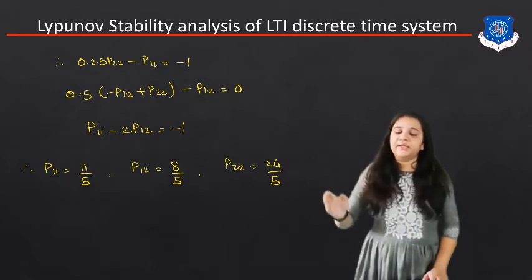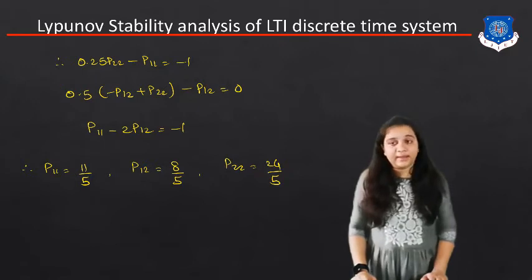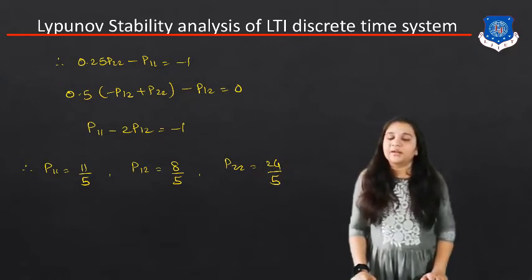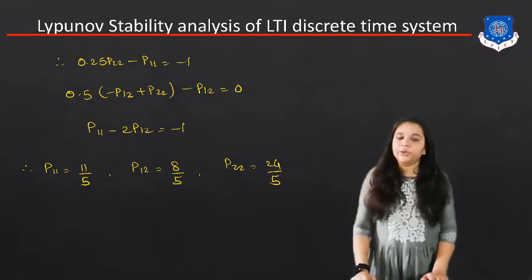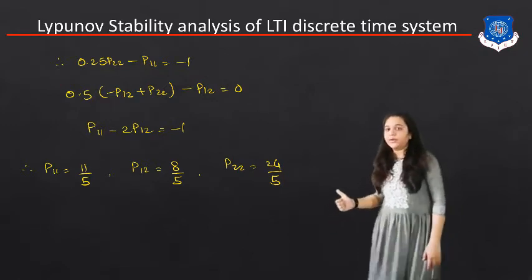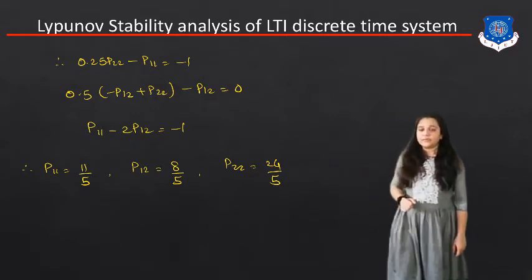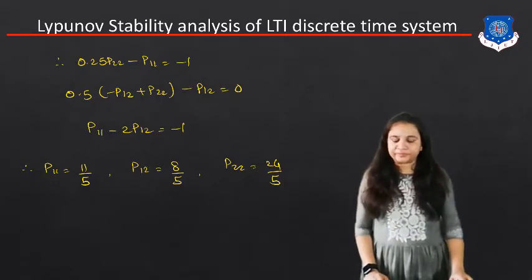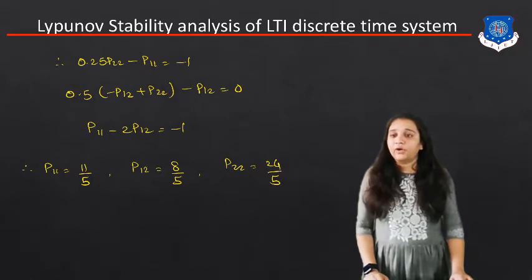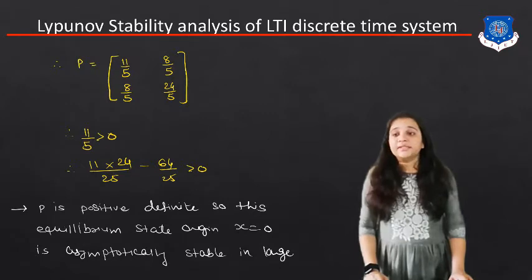So using these three equations, you have to simplify and then find the values of P11, P12 and P22. For this example, we get P11 equal to 11 by 5, P12 equal to 8 by 5 and P22 equal to 24 by 5. Clear? Okay, now we have to check whether the system is positive definite or negative definite.